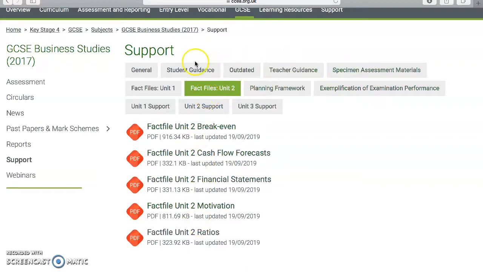And you should also look at these other supports they have for you, because they can be very useful. And always remember that CCEA writes the papers, so it's really important to look at the resources they produce.